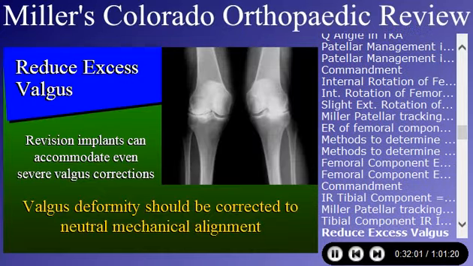Valgus deformity should be corrected to a neutral mechanical alignment. All knee prosthesis designs now have sophisticated equipment that you should be able to correct your valgus all the way down to a neutral mechanical alignment, which is down towards 6 to 7 degrees. Otherwise, you're going to have an increased Q angle and you're going to have subluxation.